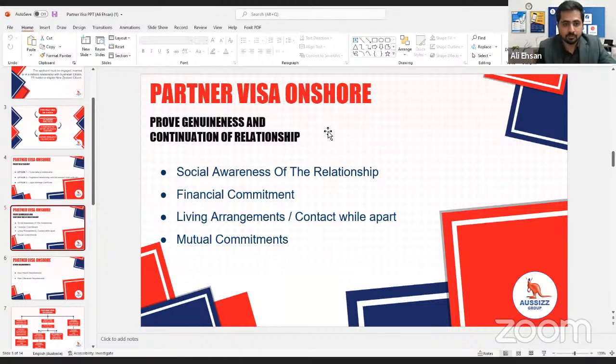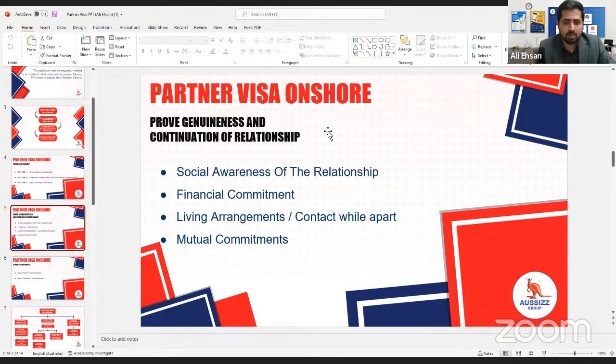First is social awareness of the relationship. Are people aware of your relationship? It can be your family, it can be your friends. That's the first part, and you'll have to get declarations from 2 of your friends, or people who know you and know that you are in a relationship. Second is financial commitment. In financial commitment, you have to prove that you are financially committed to each other.